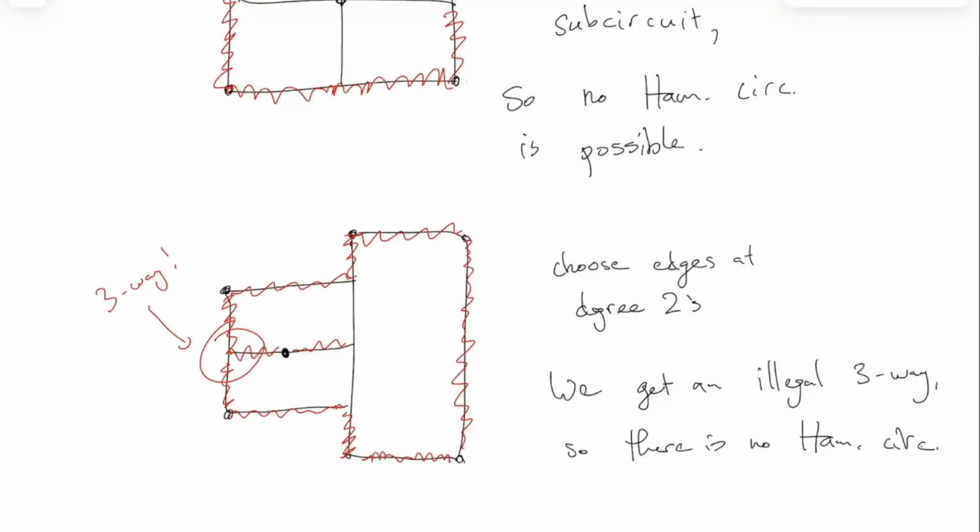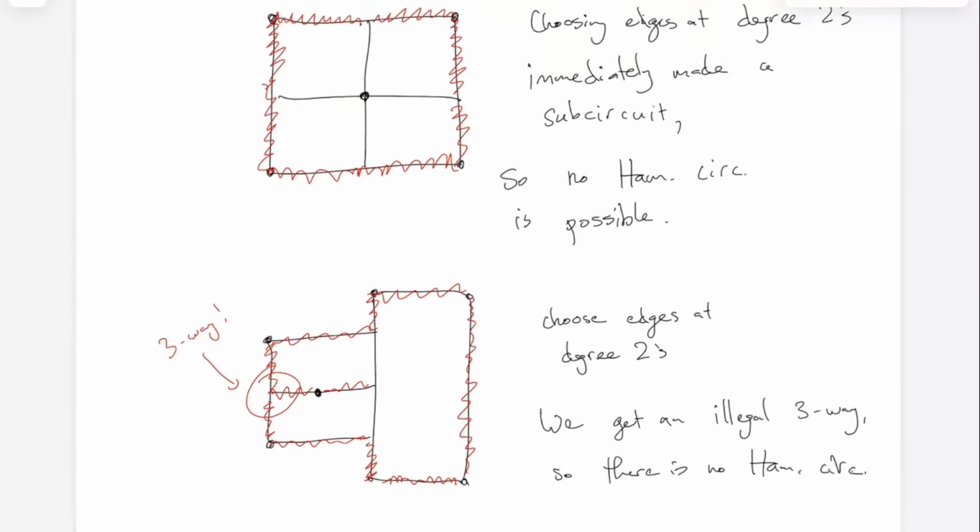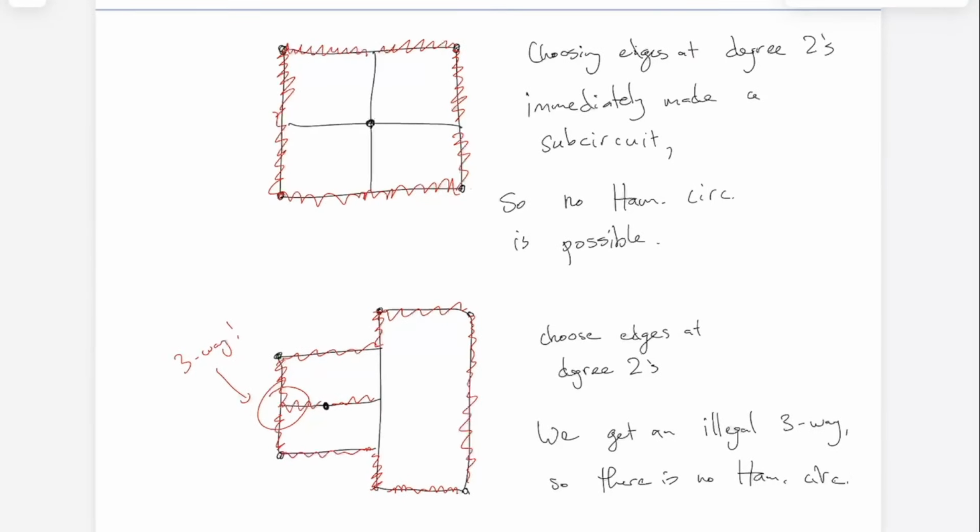Now, in these two examples, we sort of immediately found this contradictory situation where it was either a subcircuit or a three-way. Sometimes you have to do several steps, but still eventually you force yourself into a bad situation, and that can happen sometimes too. All right, I have some bigger, more interesting examples, which rather than making you copy them down, I have printed them out. So let's try some of these. I think we'll do one together and then you can all try the other ones.